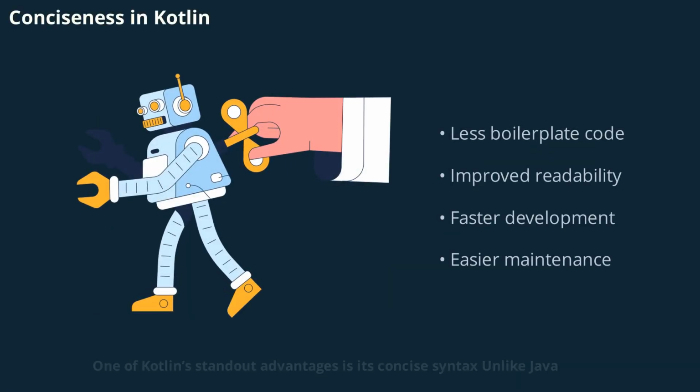One of Kotlin's standout advantages is its concise syntax. Unlike Java, which often requires lengthy boilerplate code, Kotlin streamlines development by reducing unnecessary code. This not only makes programs easier to read and maintain but also speeds up the development process. Developers can focus more on functionality and less on repetitive tasks, leading to cleaner and more efficient codebases.